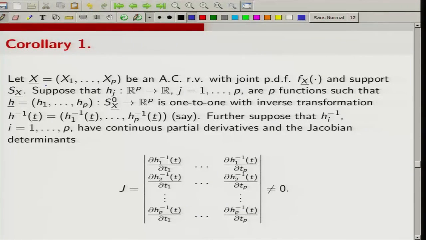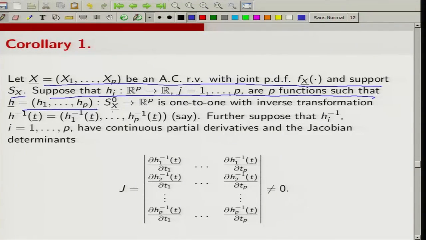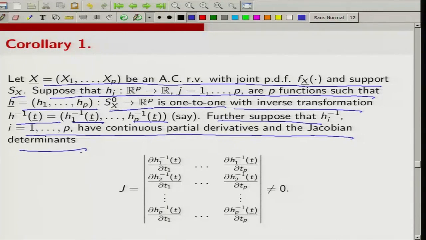So, let X = (X1, X2, ..., Xp) be an absolutely continuous random vector with joint PDF fX and support SX. Suppose that Hj from R^p to R are p functions such that H = (H1, H2, ..., Hp) from the interior of the support to R^p is 1 to 1. So, it is 1 to 1 in the whole of the interior of the support with inverse transformation H inverse t, which is (H1 inverse t, ..., Hp inverse t). Further, suppose that Hi inverse t have continuous partial derivatives and the Jacobian determinant, with rows of partial derivatives of H1 inverse t, H2 inverse t, ..., Hp inverse t with respect to T1, ..., Tp, is not 0.